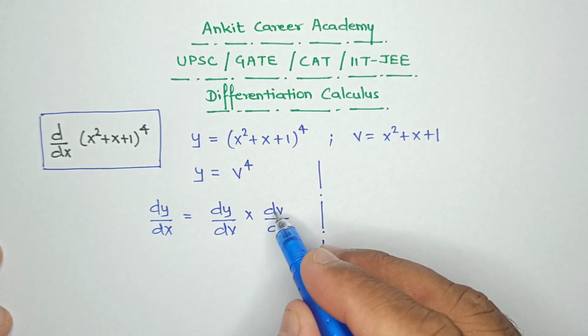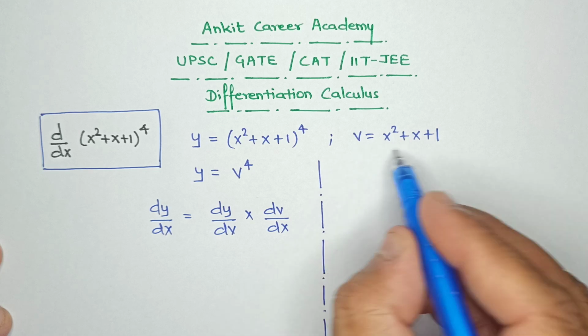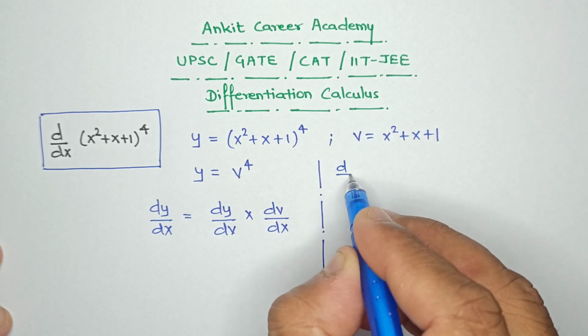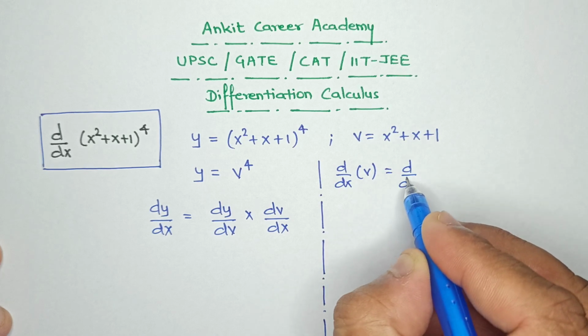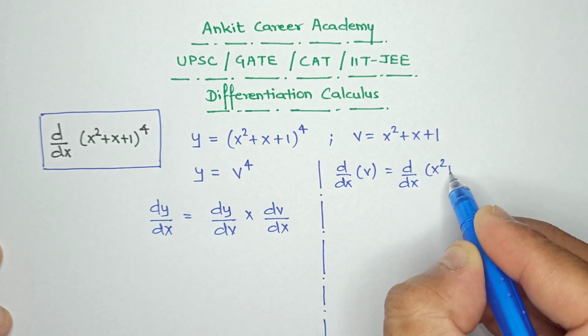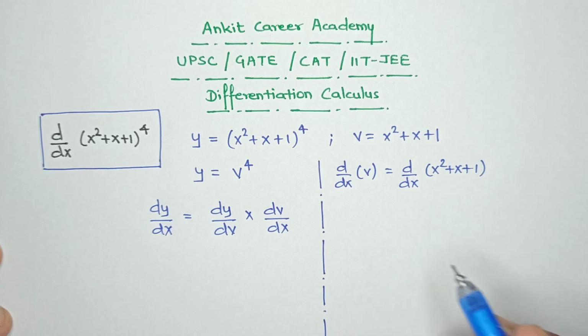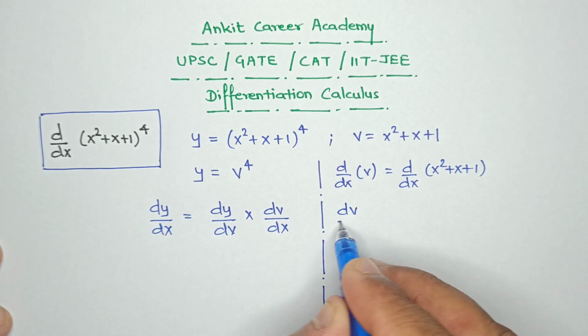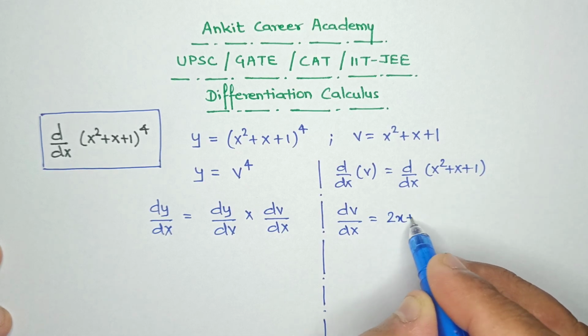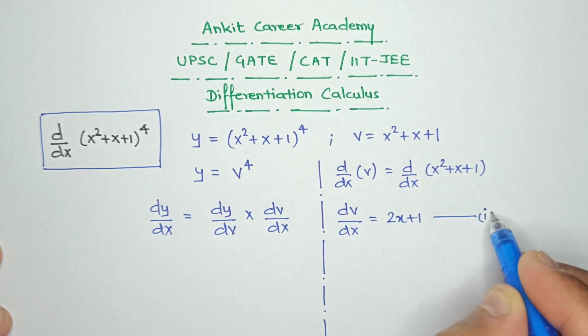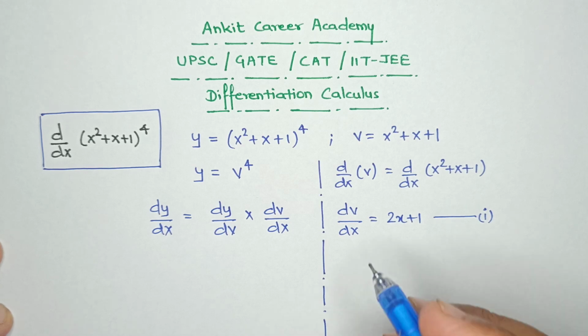So for example, the very first thing that we need is dv by dx. So for that, we'll differentiate this particular equation. So d by dx of v is equal to d by dx of x squared plus x plus 1. So this will be dv by dx is equal to, we'll differentiate this, so this will be 2x plus 1. Let us say this is equation number 1.